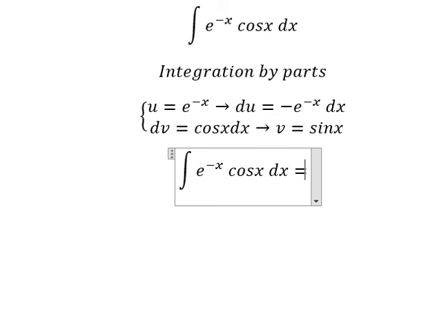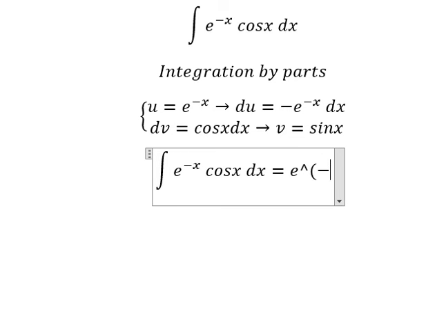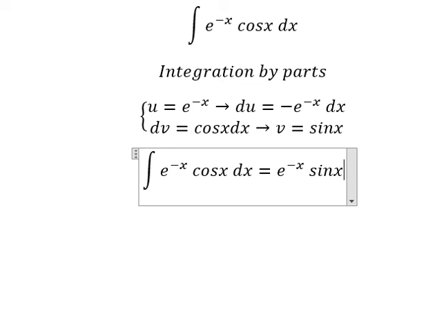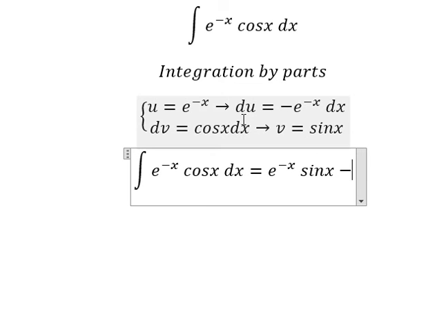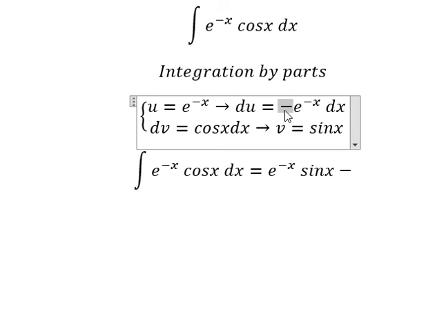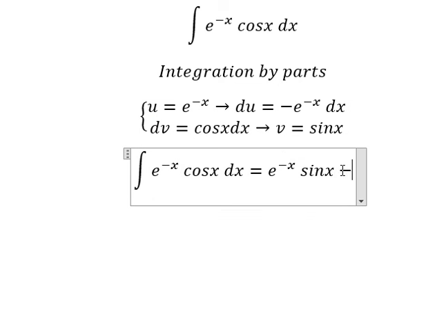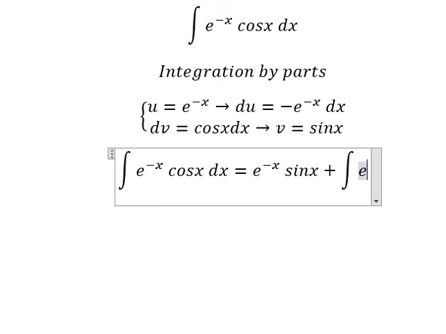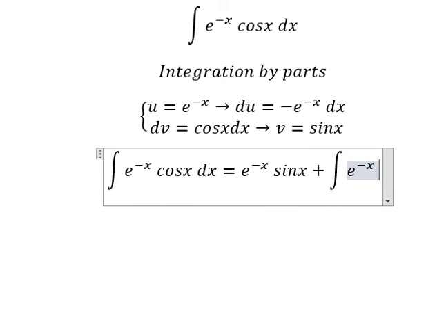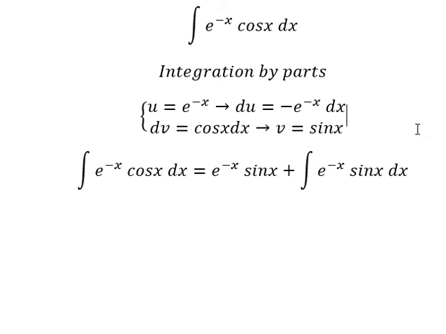So we have u multiplied by v. So we have e to the power of negative s sine s minus the integral of v du. Because we have the negative sign here, negative with negative, you get positive, and we have the integration of e to the power of negative s sine s ds.